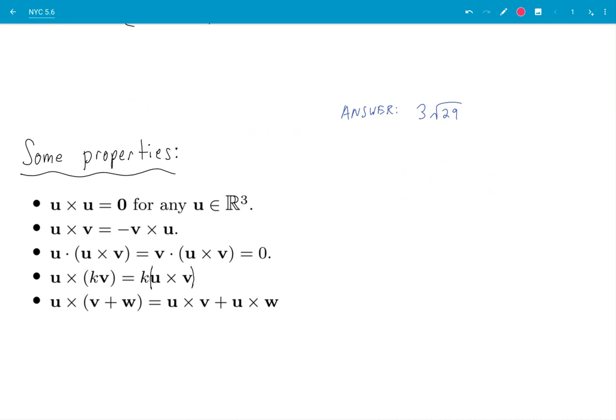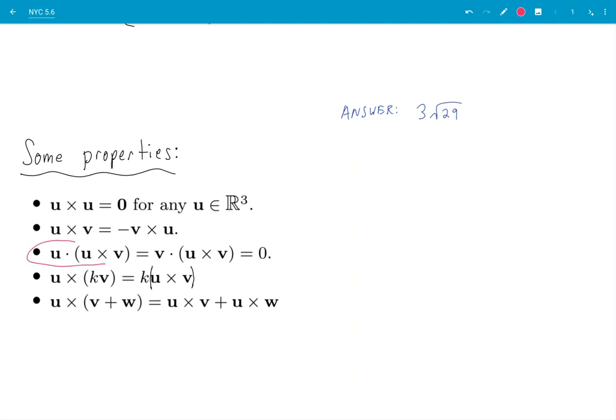What else? Here we have a k. You can think of it as multiplying a row of a determinant, so you can move it out front, as we've seen. So at least those ones are easy to see from the definition of the cross product.